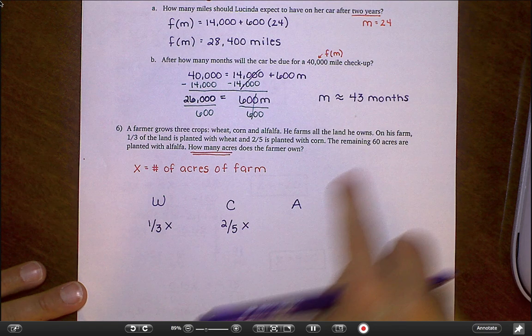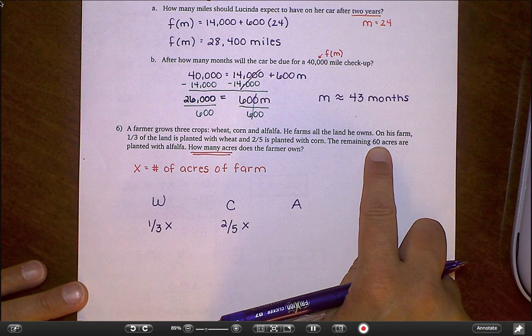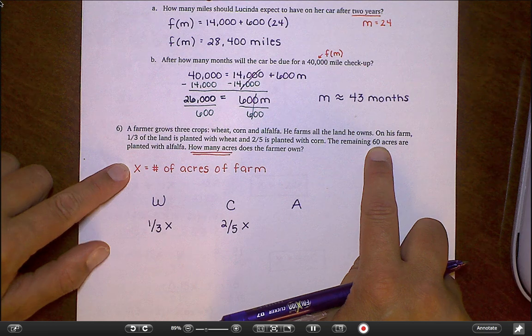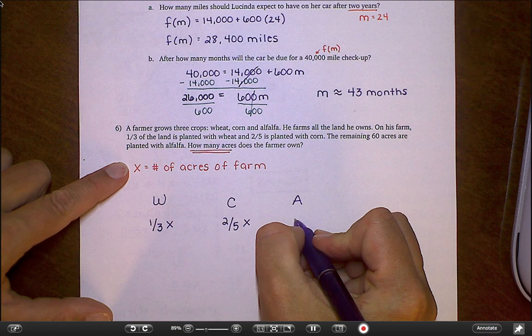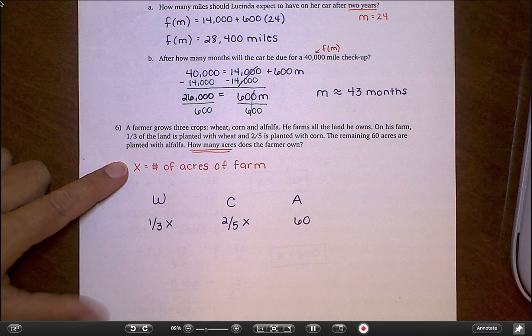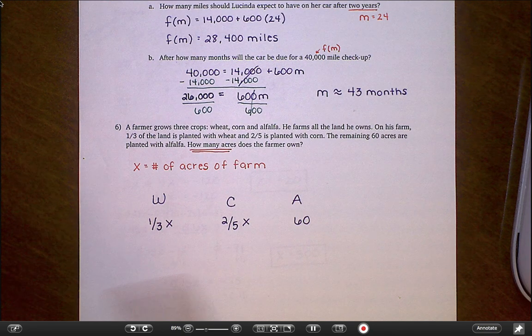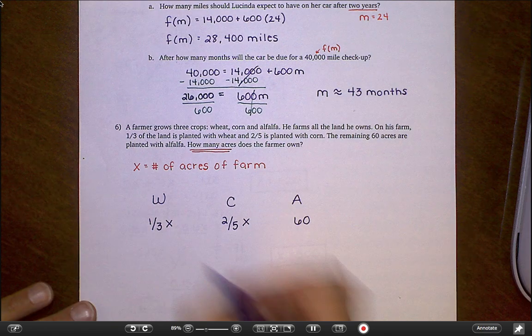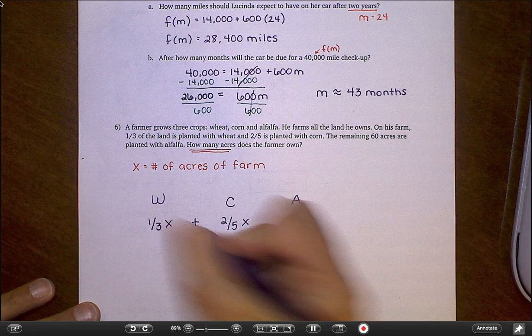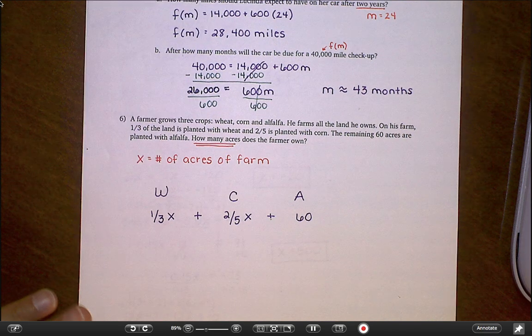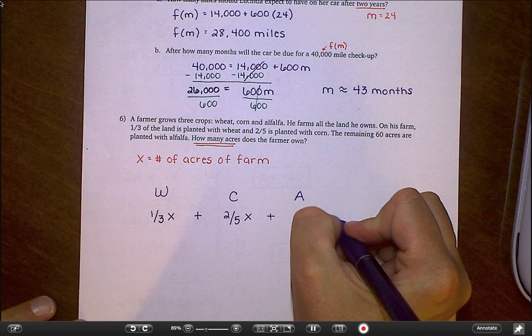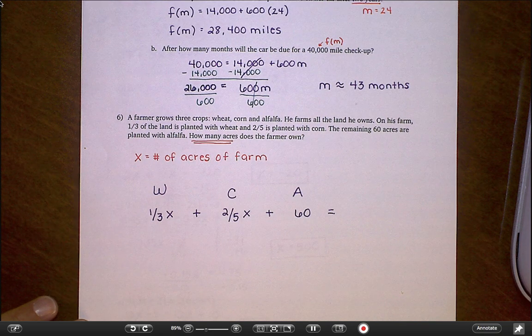And then the alfalfa, it just tells me is 60 acres. Notice that one's not going to get an X on it because that's not a fraction of anything. It's just a straight up 60 acres. Okay, so wheat, corn, and alfalfa. Now think about what we want to do with these numbers. Doesn't it make sense that we want to add them together because that's how we're going to get our total farm? But before we start doing any math here, we need to think about what does this equal?